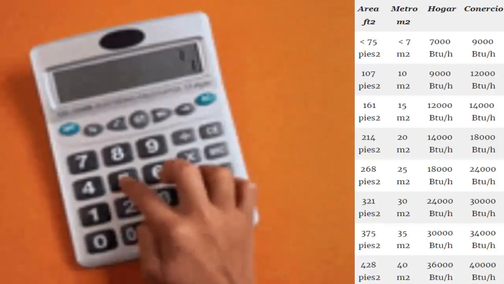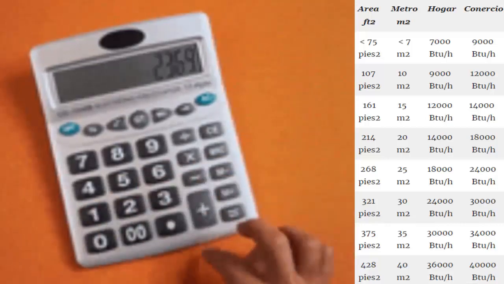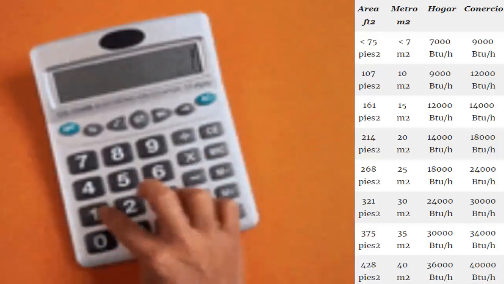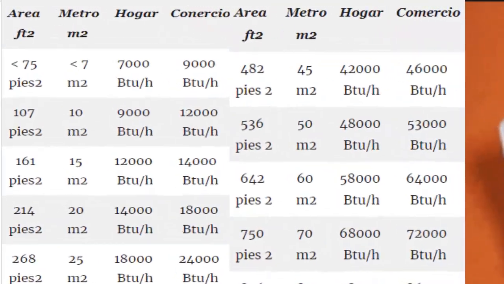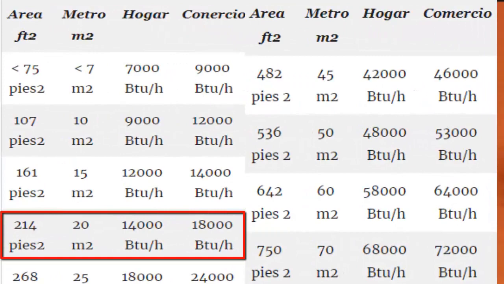Solution. We present you with a practical guide to choosing the ideal power according to the size of your room. Example, if a store space is 20 square meters, a unit of 18,000 BTU per hour would be the best option.